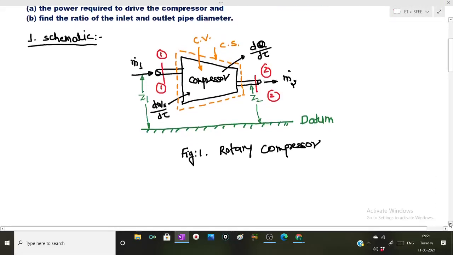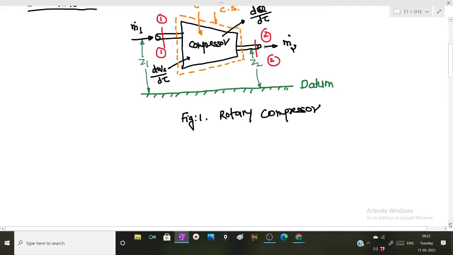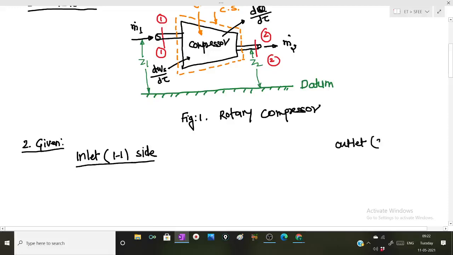Now let us enlist all the given parameters. For enlisting the given parameters, there are two sides of the compressor. One is the inlet side, so I will enlist the parameters on the inlet side. Similarly, I will enlist all the given parameters on outlet side 2.